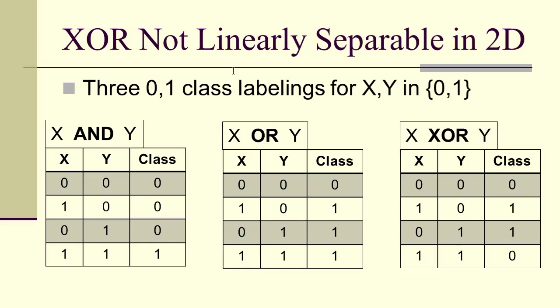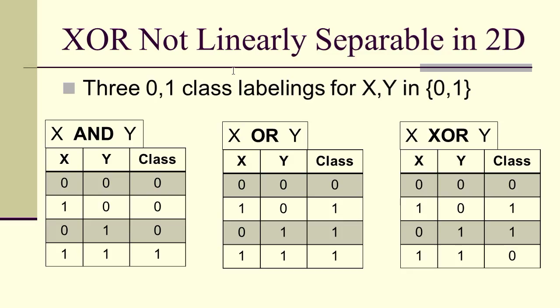The XOR problem is not linearly separable in 2D. So what we're going to do is we're going to have 3 labelings. So 0 here is false and 1 is true. And notice that if we take 0 and 0, false and false is false. So a statement that's true and a statement that's false, the combination of the two, is false. 0 and 1 is false. 1 and 1 is true. So the only way you can get truth in the AND condition is if both x and y are true.